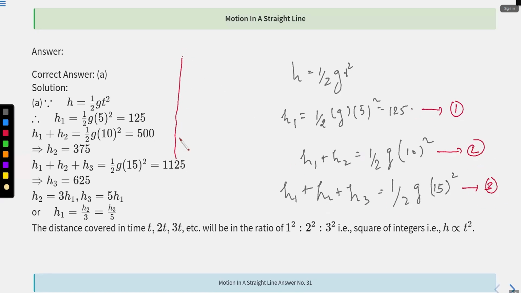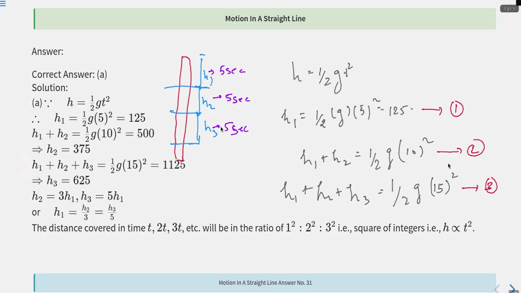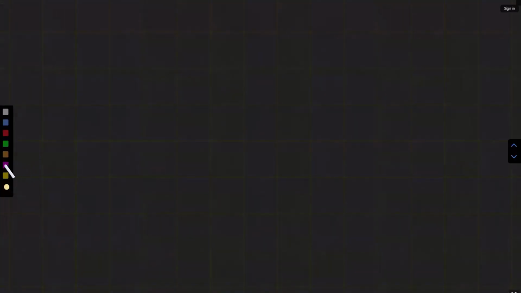I'll again draw a diagram. So what they told us is that this is the height h1. Okay, let's say h2 is this much, and let's say h3 is this much. The time taken by the stone to travel h1 was 5 seconds, the next 5 seconds, and this is the next 5 seconds. Yeah, this is better. Okay, so this is a tower.